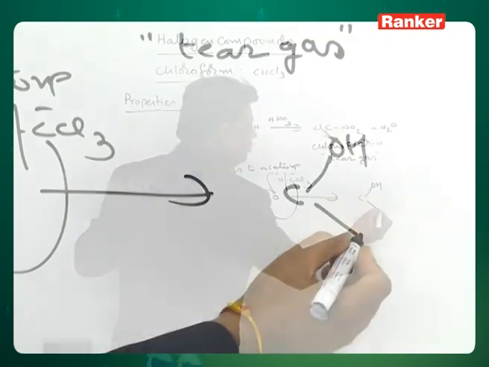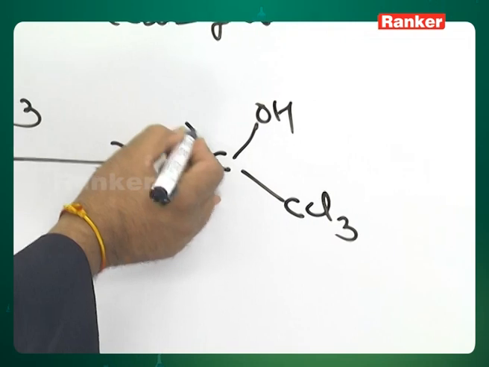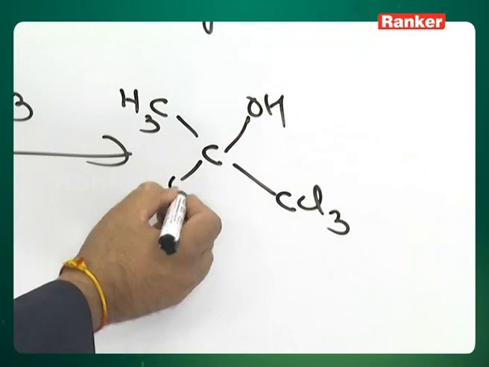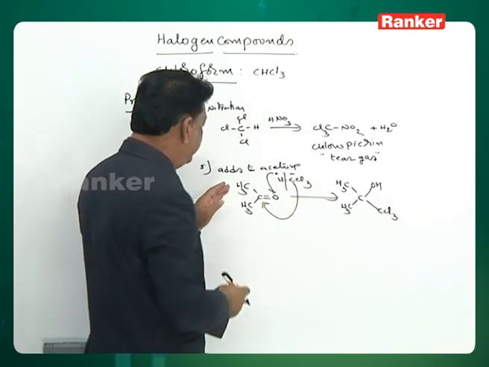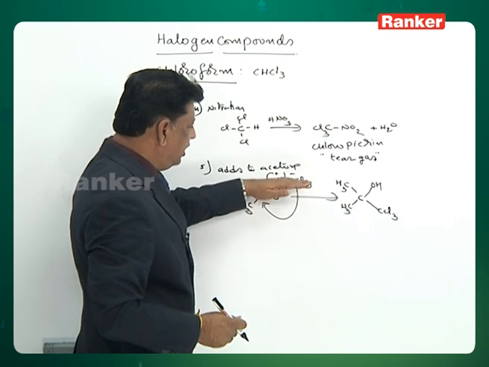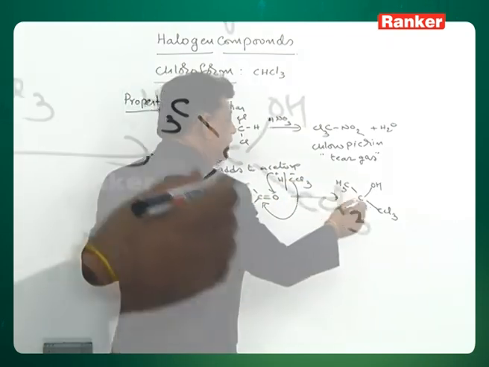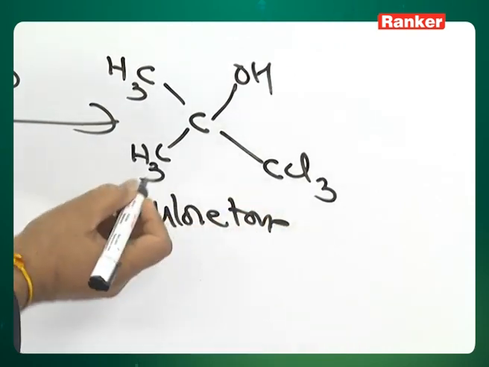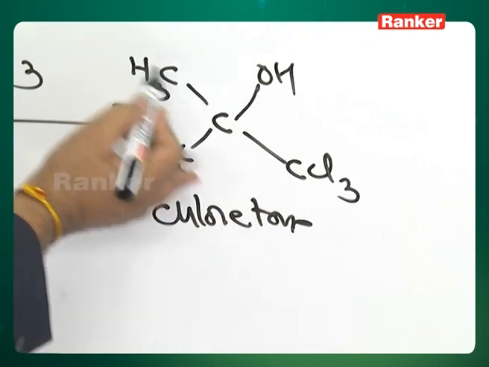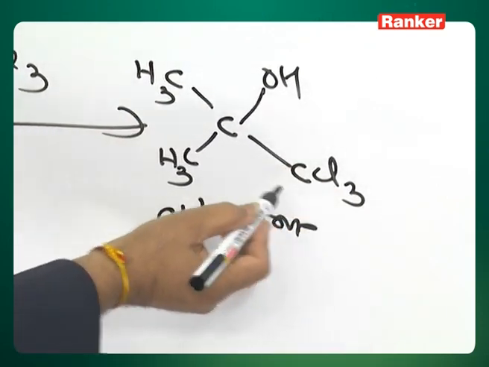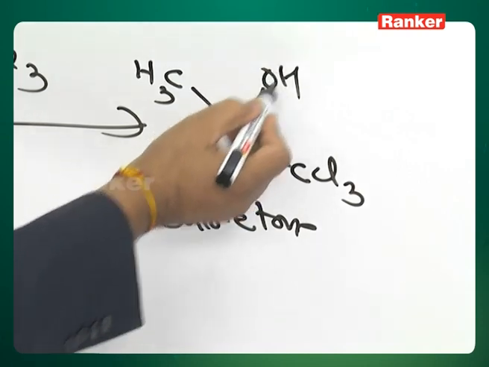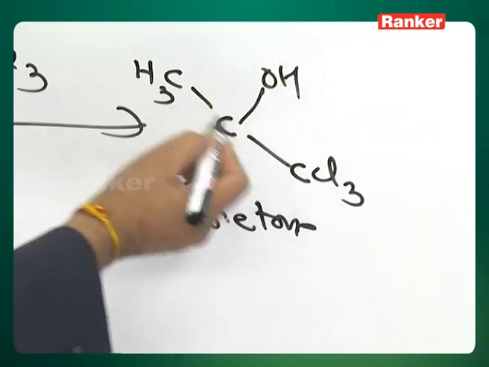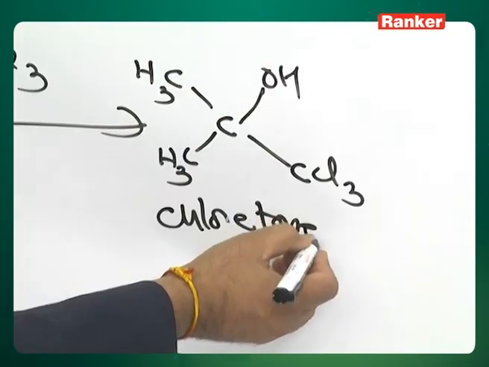When this is added to this one, you get a mixed type of compound, where one part has no anesthetic property and the other has it, mixed with a common ordinary compound. Therefore, the anesthetic property is slightly decreased, and this is called chloretone. You can name it as 1,1,1-trichloro-2-methyl-2-propanol, and the common name is chloretone.